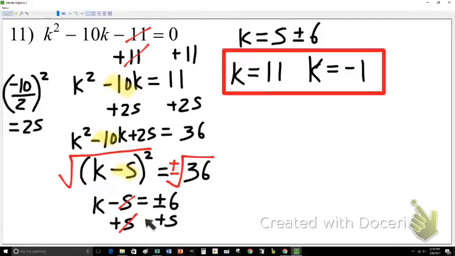We'll just add 5 to both sides. That'll cancel out the 5 on the left. And so we're left with 5 plus or minus 6. And then we separate it out. We take the 5 plus 6, that makes 11. 5 minus 6 would make the negative 1.